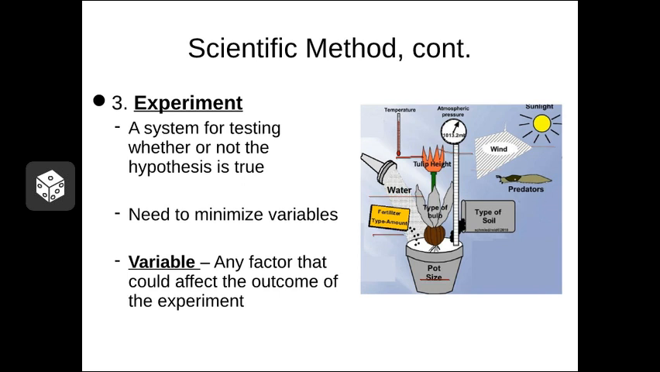In order to minimize these variables, you want to keep these factors as constant as possible. And if you can't control the variable, then you really need to record that variable. You need to keep measurements of it and see how it changes. That way you can kind of account for it in the results of your experiment. So good experiments try to minimize variables.